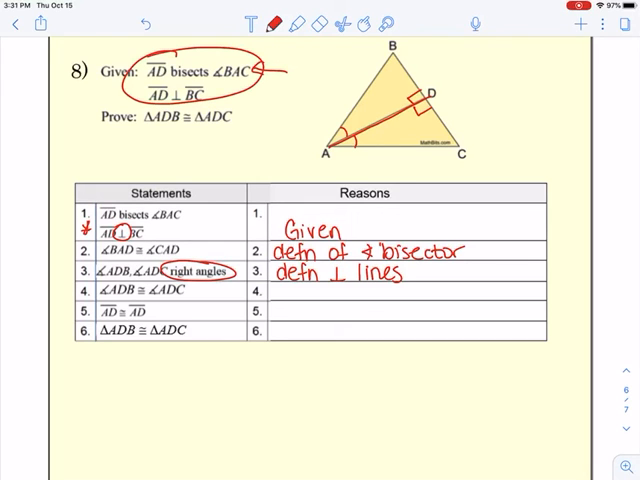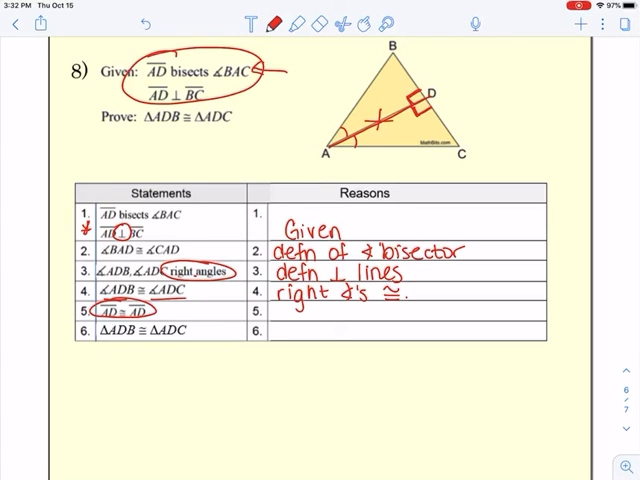Okay, and now for the next step, now I had the fact that they were right angles in step 3, and now in step 4, I'm telling you that this angle is congruent to that angle. So why are they congruent? Each of those angles has 90 degrees in it. Okay, right angles are congruent. Okay, any 2 right angles are going to be congruent.